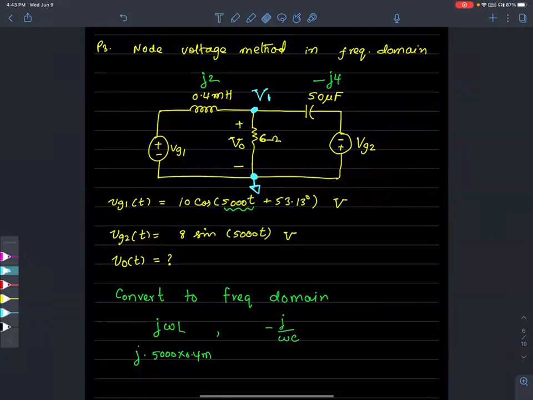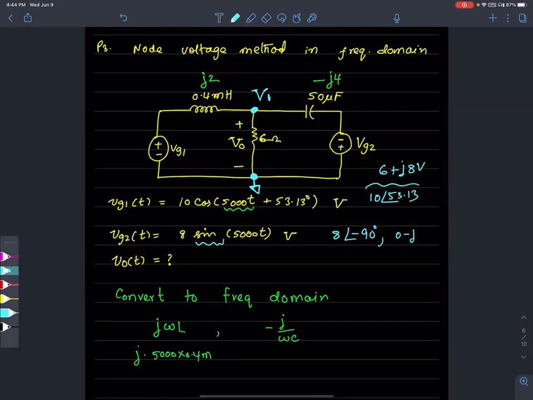If you were to convert this VG1 into frequency domain, into polar form, it's going to be 10 angle 53.13, right? And if you convert this into polar form, owing to the fact that it is in a sinusoid form, you would get 8 angle negative 90 degrees. And you can of course convert it to rectangular form, 6 plus J8, and this would be 0 minus J8. VG1 and VG2 in their polar and rectangular forms. So far so good.